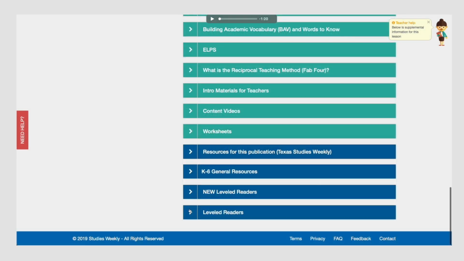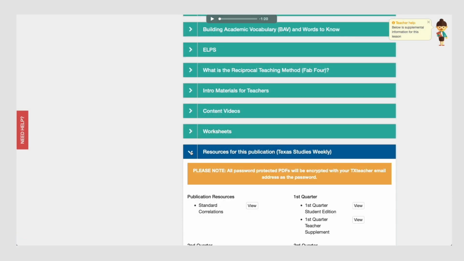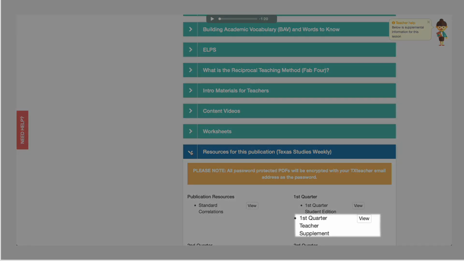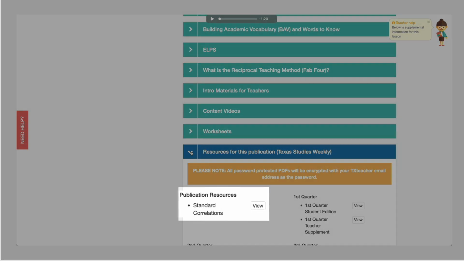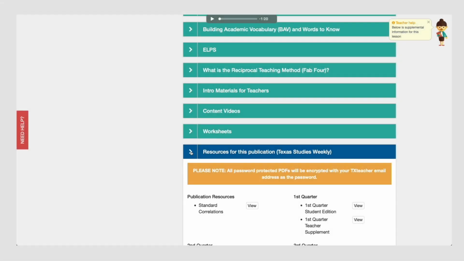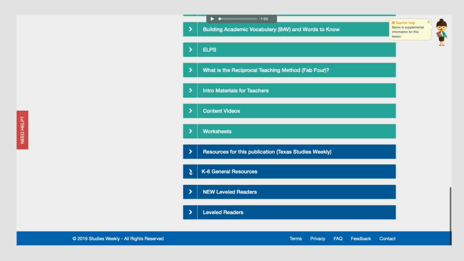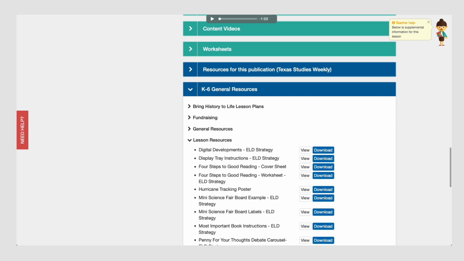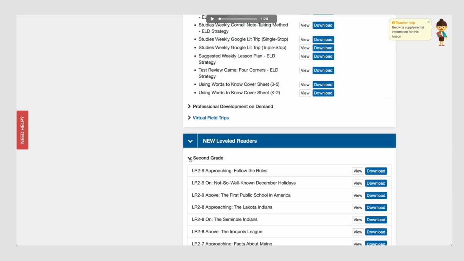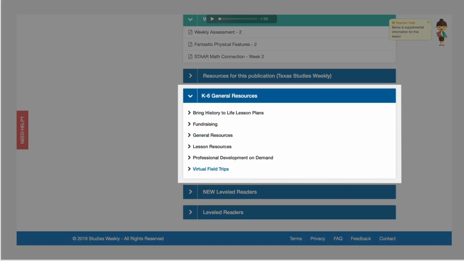The blue resource bars vary depending on the publication. They include resources for this publication that includes a digital copy of the teacher resource supplement and standards correlation for the publication, K-6 general resources, and leveled readers. K-6 general resources is divided into multiple categories.